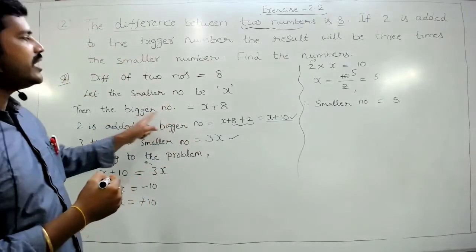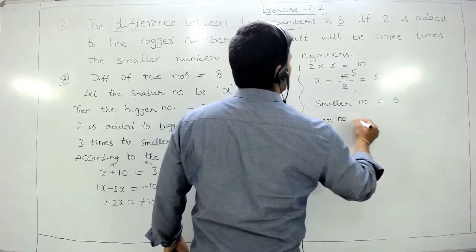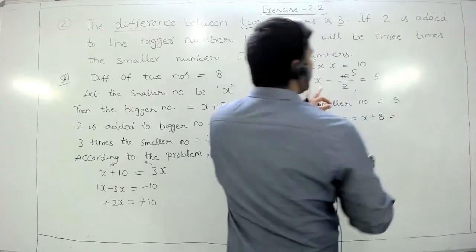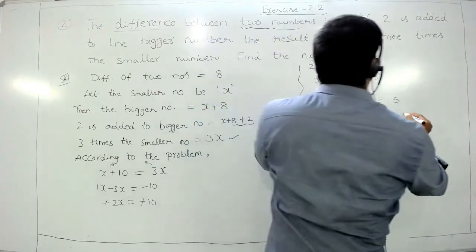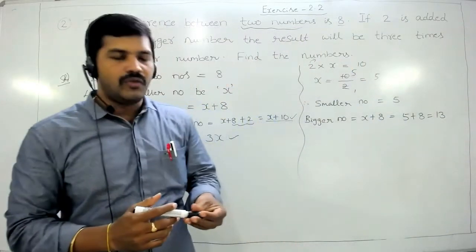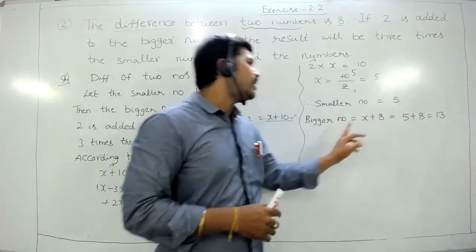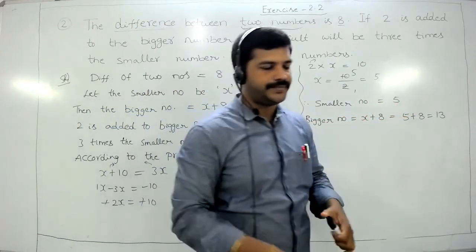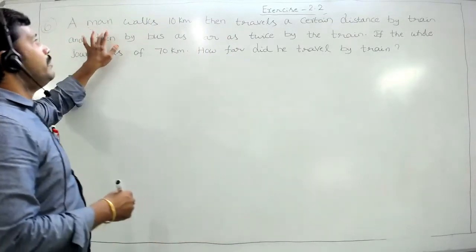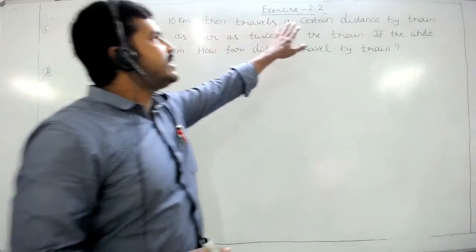Now we still have to find the bigger number. The bigger number is equal to x plus 8. But what have we got for x? 5. So 5 plus 8, that is 13. So finally we found the values of the two numbers: the smaller number is 5 and the bigger number is 13.